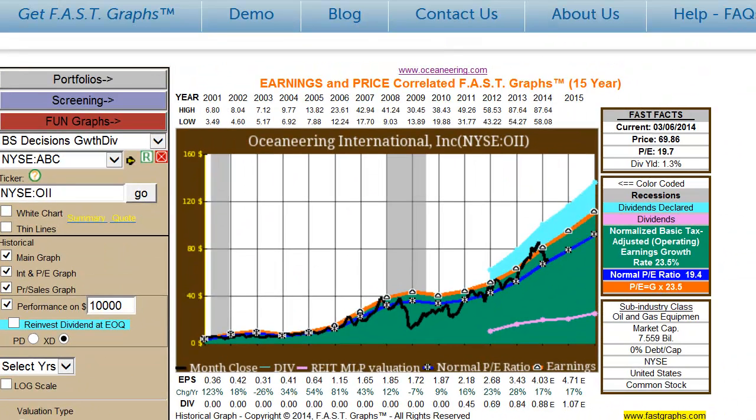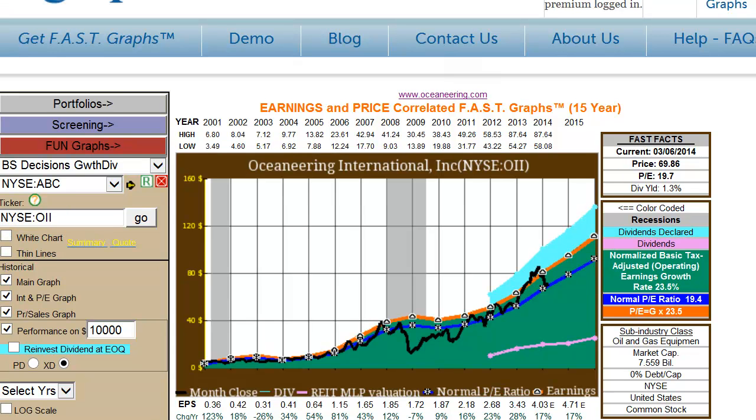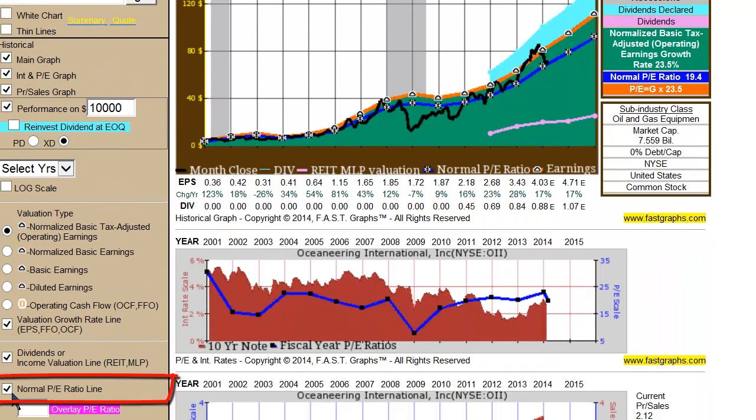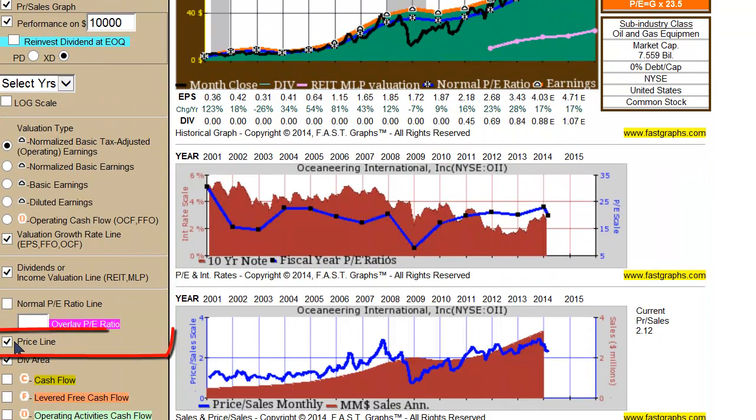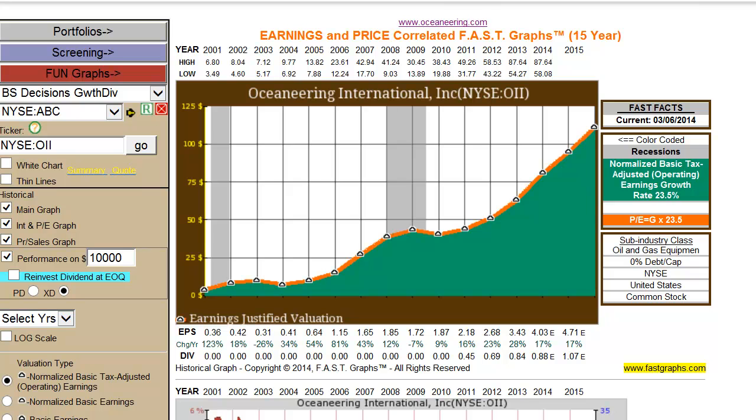First, let's build a complete F.A.S.T graph on Oceaneering International Inc., stock symbol OII. I am going to build a complete historical graph one component at a time by unchecking all the boxes except the valuation growth rate line. Then, by adding each of the other important components one at a time, I will present a vivid demonstration of what we mean when we say essential fundamentals at a glance.